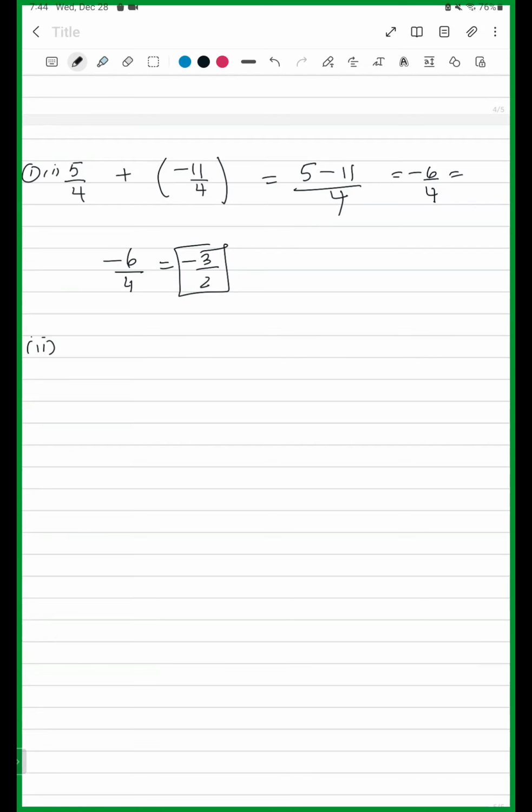It will be 25 by 15 plus 9 by 15. Very good. Okay. So the LCM is 15. 25 by 15 plus 9 by 15. And that will be kitna hoga bacha? 34 by 15. Very good.